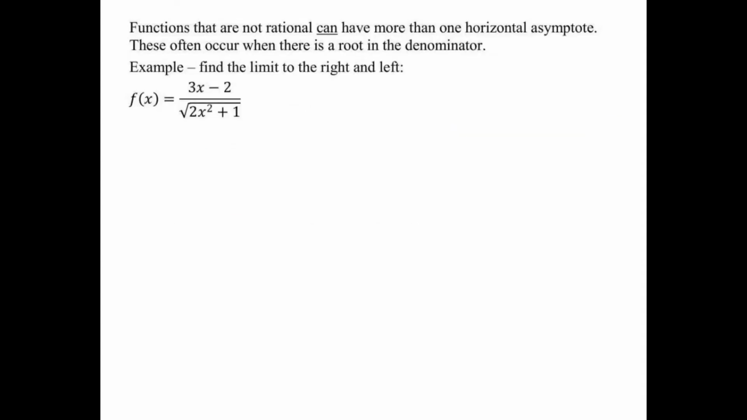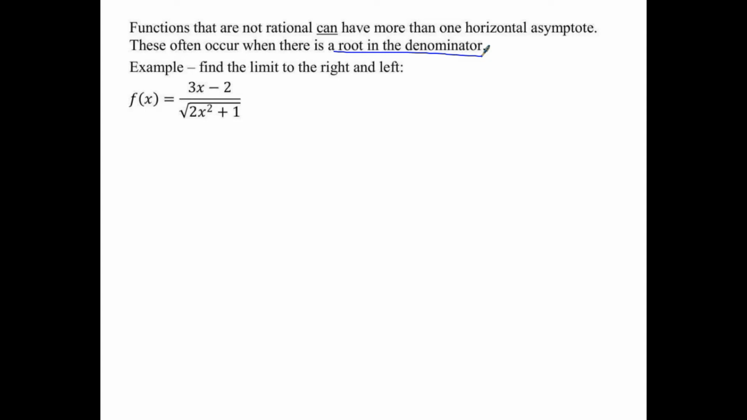So functions that are not rational can have more than one horizontal asymptote. The functions that have more than one horizontal asymptote are usually going to have a radical involved, like I just said. These often occur where there is a root in the denominator. So, for example, find the limit to the right and left. When you have a root in the denominator, you're going to want to find one-sided limits. So the limit as x approaches positive infinity, and then the limit as x approaches negative infinity, okay? Would be the best way to approach that.